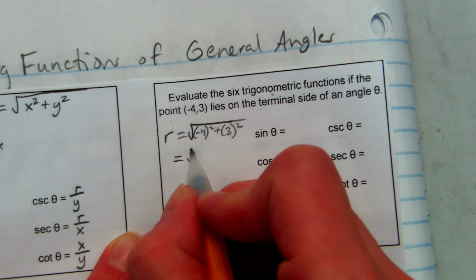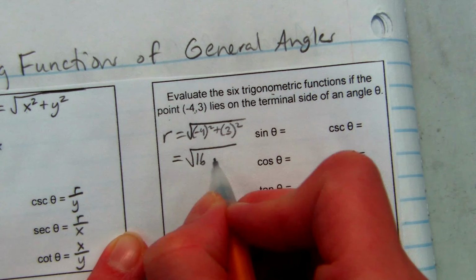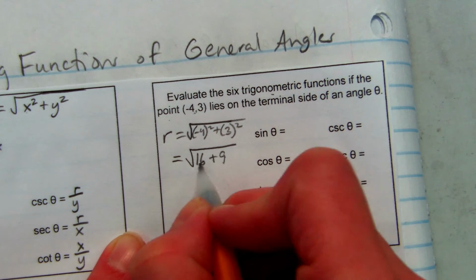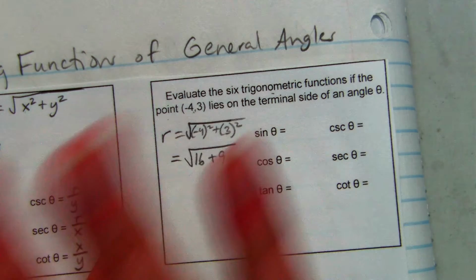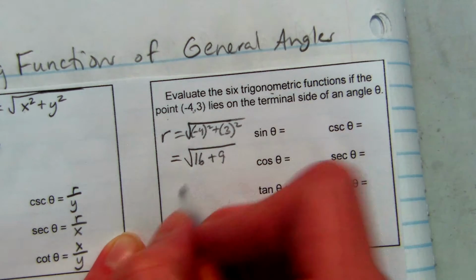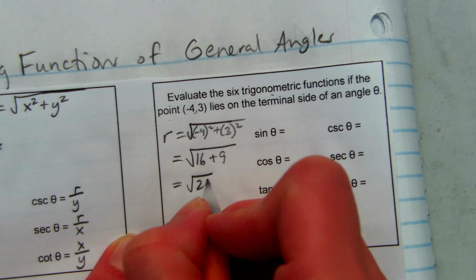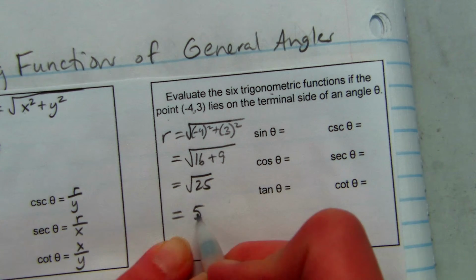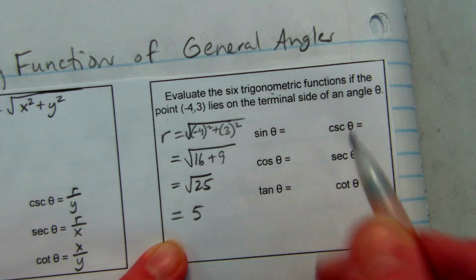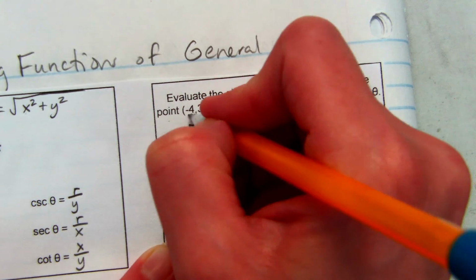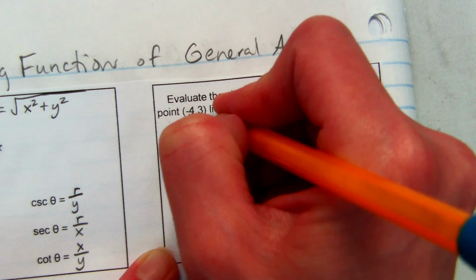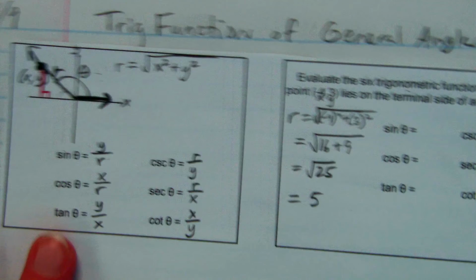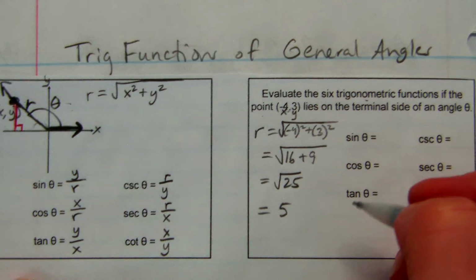So negative 4 times negative 4 is 16. 3 times 3 is 9. These numbers should both come out positive no matter what, because you're squaring them. And we get the square root of 25, which happens to just be 5, because 5 times 5 is 25. And then the negative 4 is your x, 3 is the y, and we just have to use these ratios from over here to set everything up.